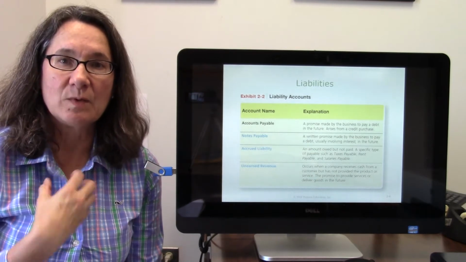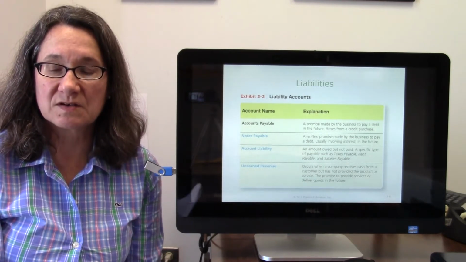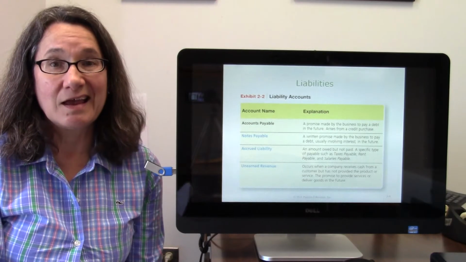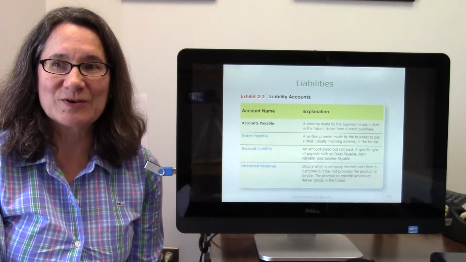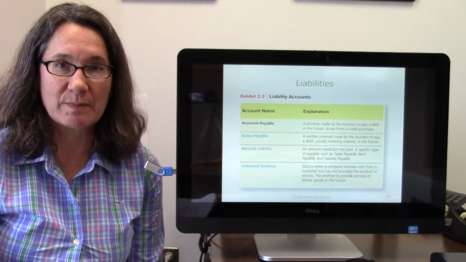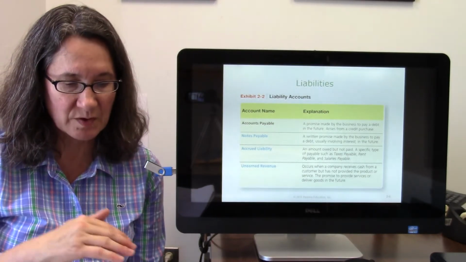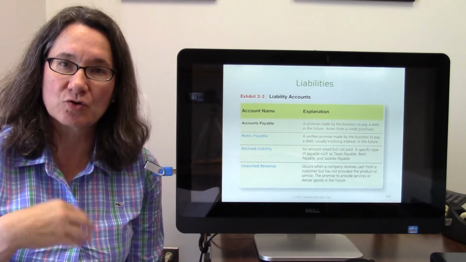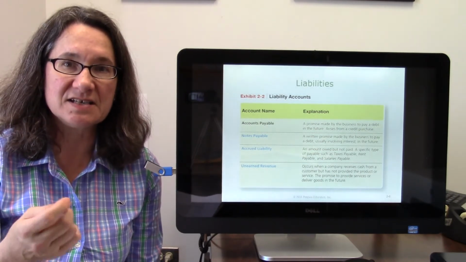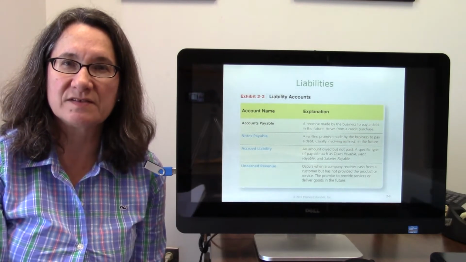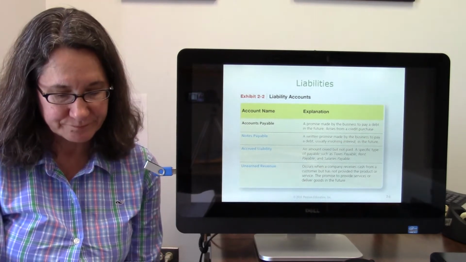Like I get paid once a month, right? So I've worked the whole month of August and I've worked the month of September and I'm not going to get paid till October 1st. So the university has a salary payable for me. So those accrued liabilities are accruing. In other words, there's not actually any money that has changed hands yet, but they still owe it. It's still a liability that they owe.